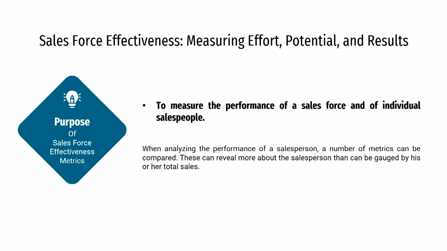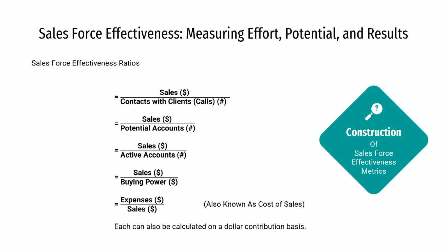So, that is why we take the help of various ratios which can give us a lot of indication of the business dynamics that we will scan through. Let us quickly look at the various ratios available. One is sales by contact with the clients. What kind of indication does this ratio give?